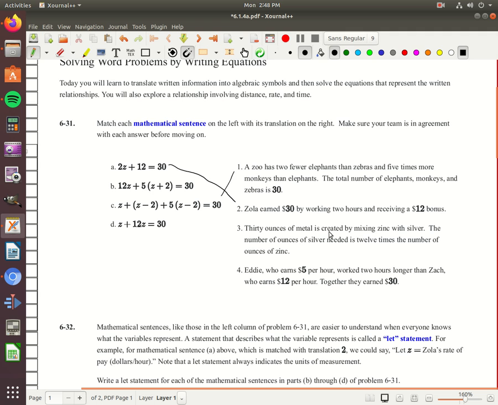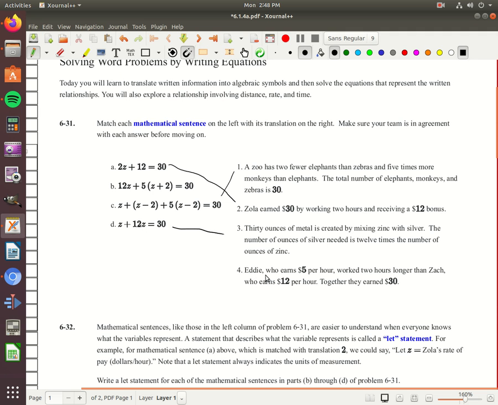30 ounces of metal is created using zinc with silver. The number of ounces of silver needed is 12 times the number of ounces of zinc. So let's see here. The number of ounces of silver needed is 12 times the number of ounces of zinc. Well, it looks like this one. I think 3 and D, right? So this would be the zinc and this would be the silver.